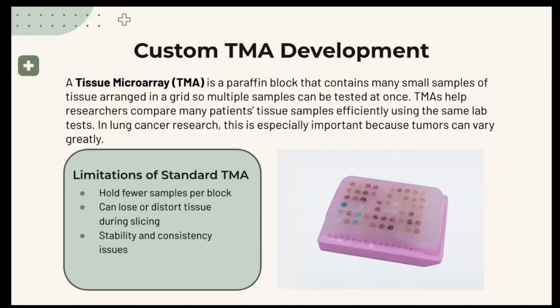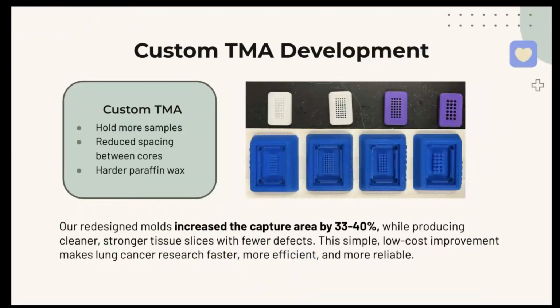However, standard TMAs do have some current limitations for our project. They can only hold a certain amount of samples per block, and tissue can get lost or damaged during the slicing process, and there can be consistency issues from sample to sample. So that's why we went ahead and created our own custom TMA design. Our custom molds can hold significantly more samples, we reduce the spacing between the tissue cores, and we use a harder paraffin wax for better stability. Our redesigned models increase the capture area by 33 to 40%, and we're getting cleaner, stronger tissue slices with far fewer defects. This simple, low-cost improvement makes our experiments more efficient and reliable.